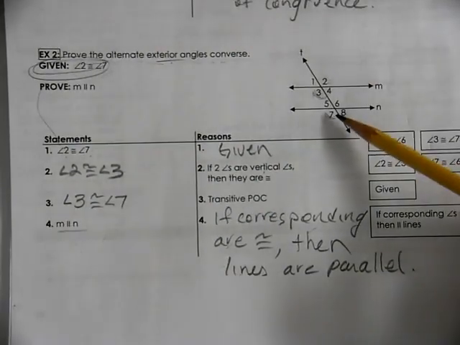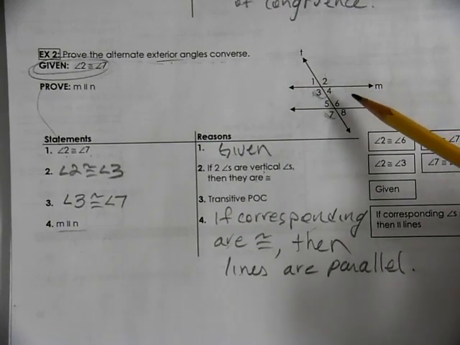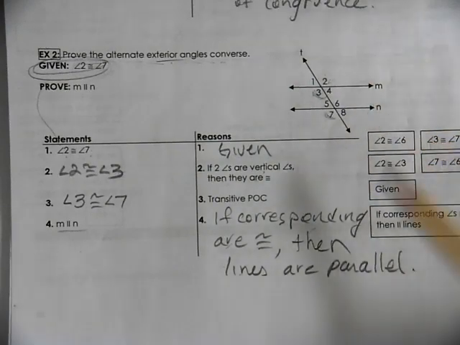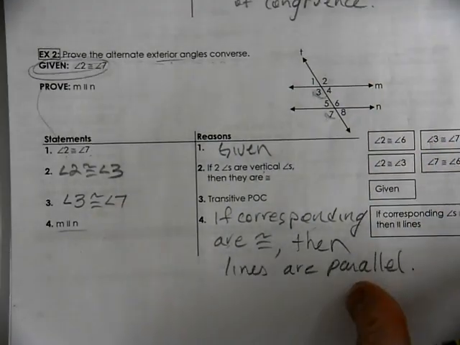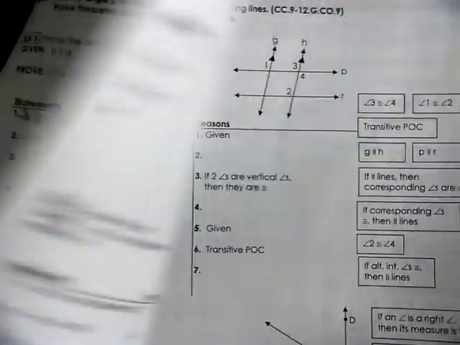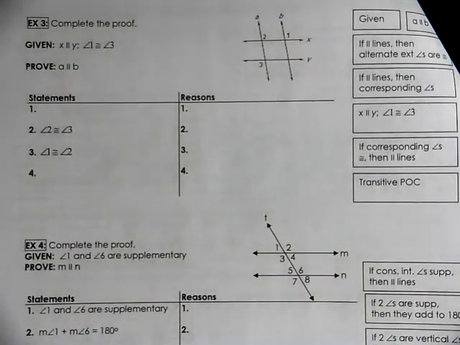If we would have talked about 6 and 7 being vertical, then we would have talked about 2 and 6 being corresponding. So you had some options of what you could do in there. All right, we got 2 more to go.